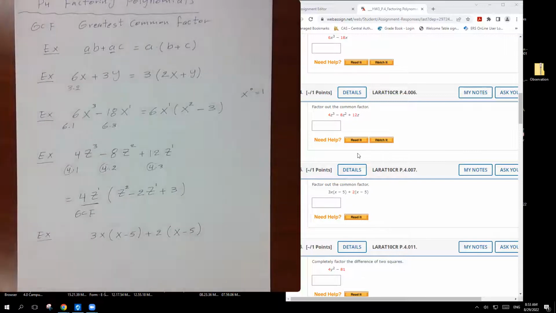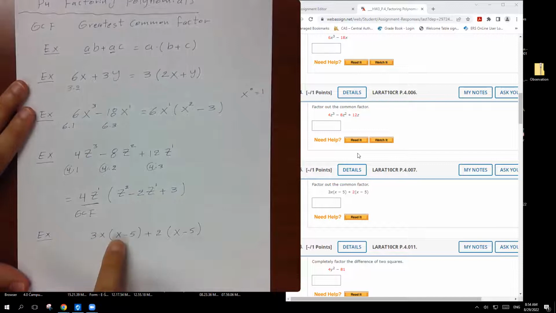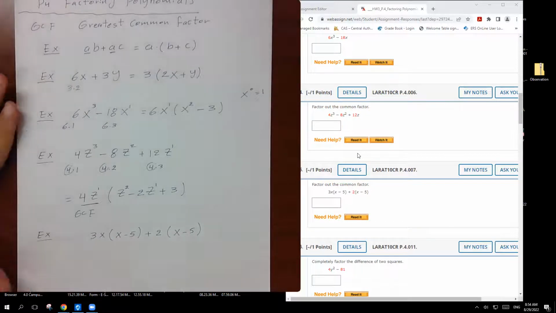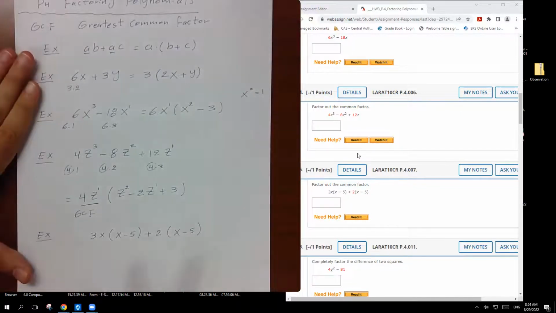If you look at this example, you're going to say, okay, I'm going to distribute 3x on the parentheses. I'm going to distribute 2 on this parentheses. No, there is an easier way to solve this example. If you look to the parentheses, it's exactly the same thing.